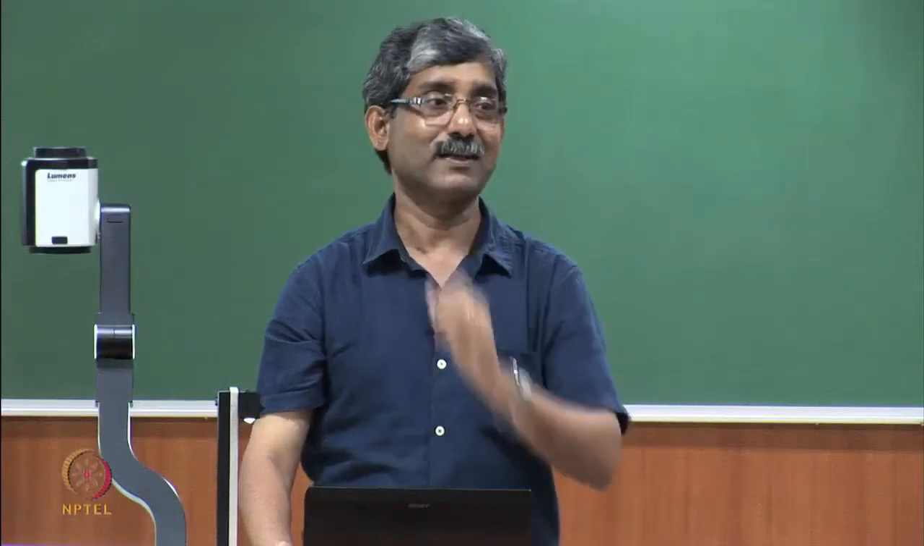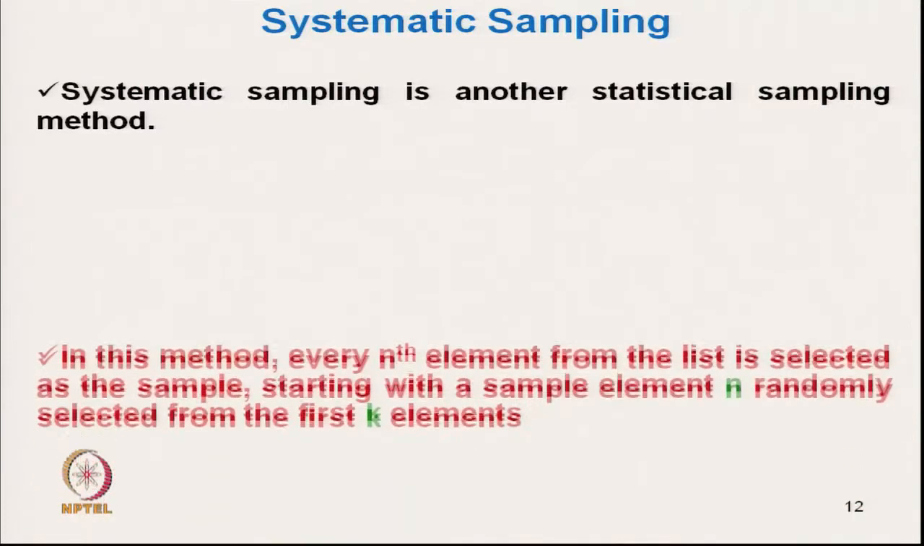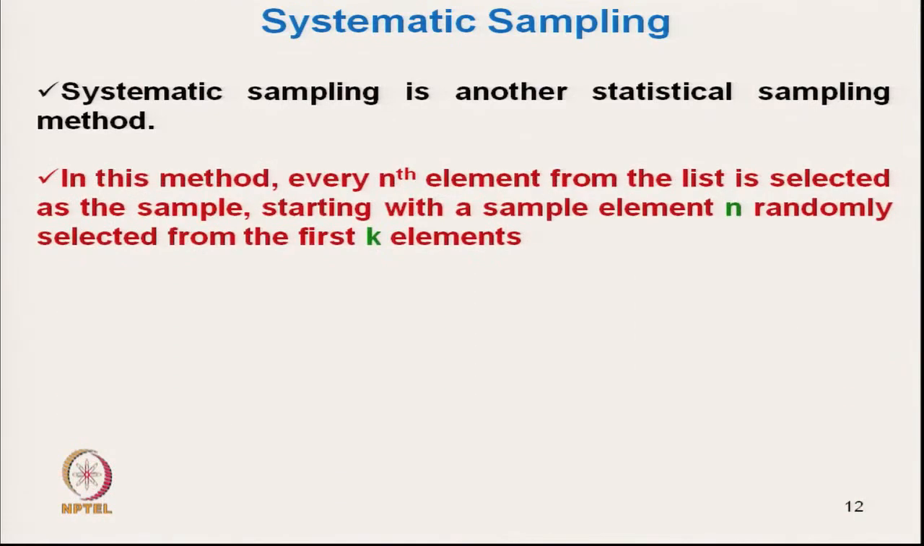After random sampling, next is systematic sampling. Here it is another statistical method, and one has to be careful here. In this method, every nth element he will take from the list, starting with the sample element n randomly selected from the k elements. So, there are k elements, every k elements, and he will pick the nth term. I will give an example.